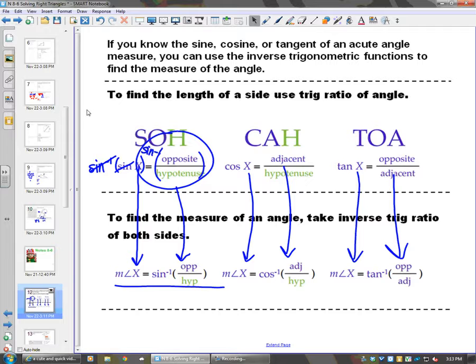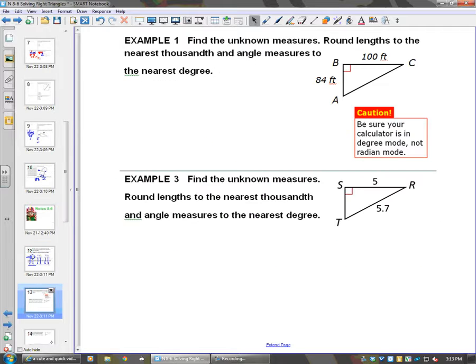Okay, so let's work an example to practice with this. First things first, please make sure your calculator is in degree mode. Again, from Friday, if you do not remember to put it in degree mode, you will have mistakes on this. So in example 1, we're asked to find all of the unknown measures. That means all of the side lengths and all of the angles. So I would start this problem by finding the remaining side length.